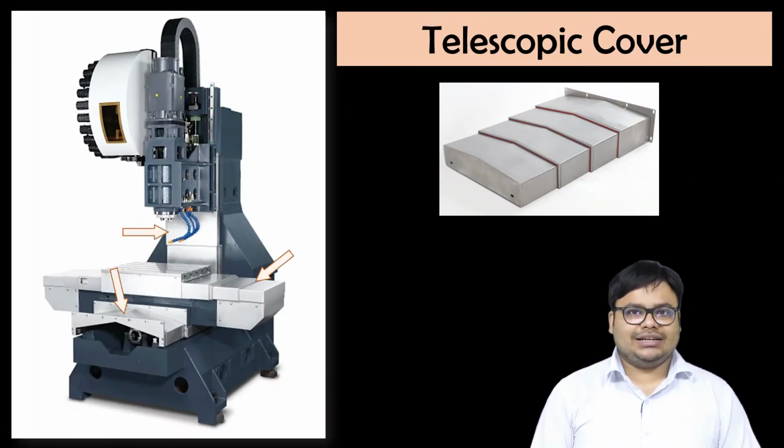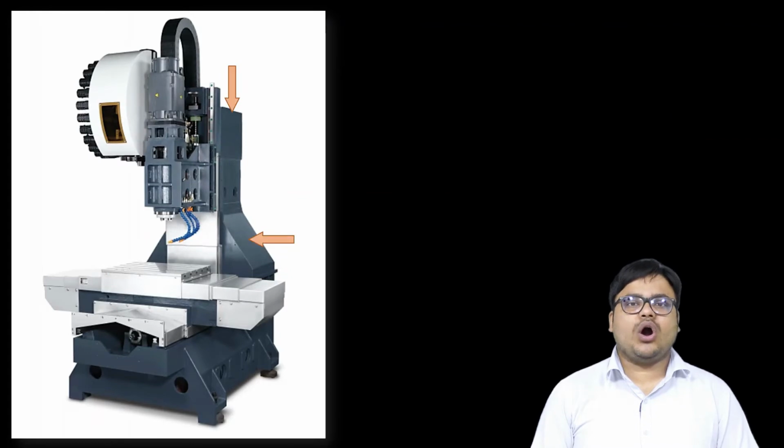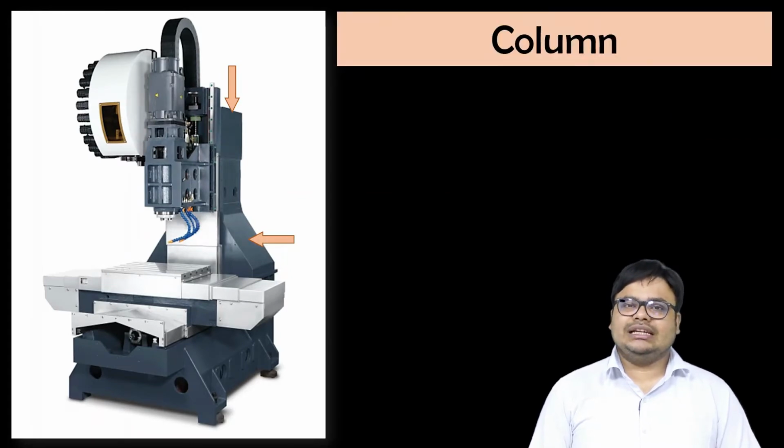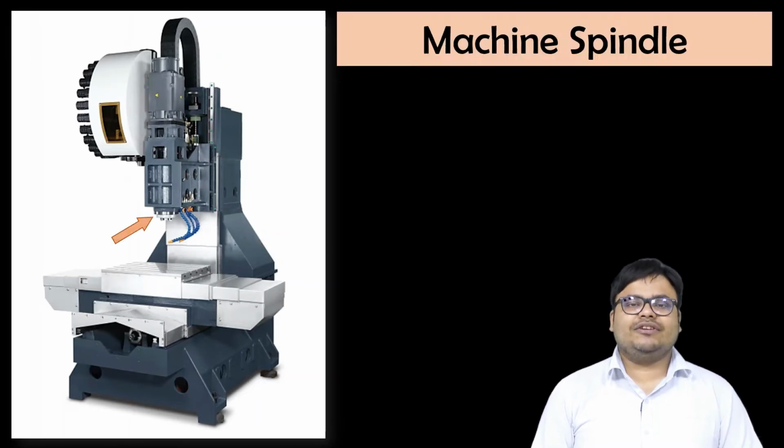Then moving on to the next part, you can see over here, this is the column of the CNC milling machine. Generally after the base, the column is a vertical erection on the base. Then the next part is the machine spindle, in which you have to attach different types of cutters, and as per that the machine will do the operation. This is the spindle of the machine.